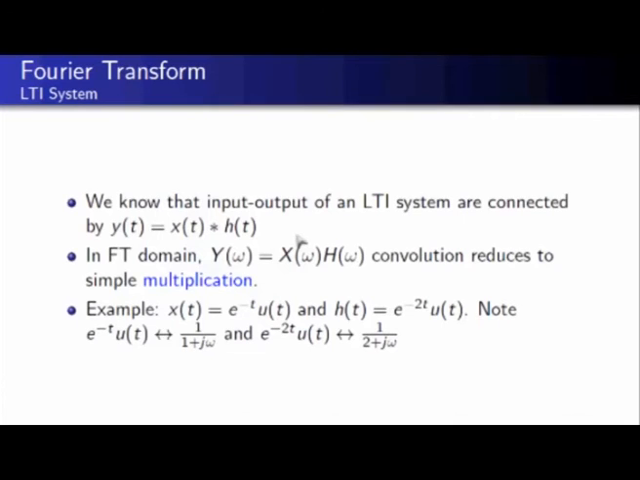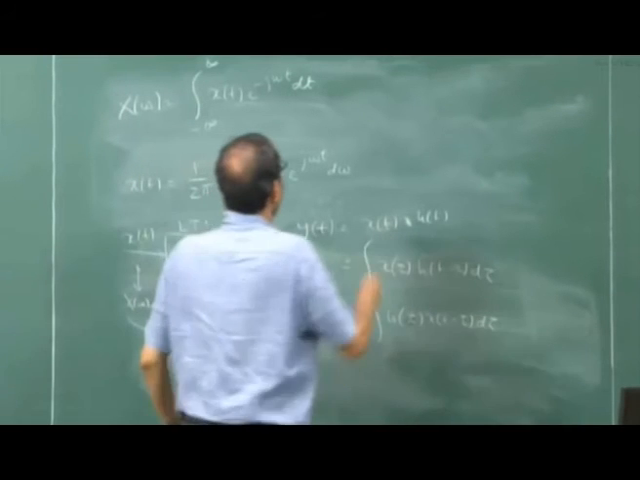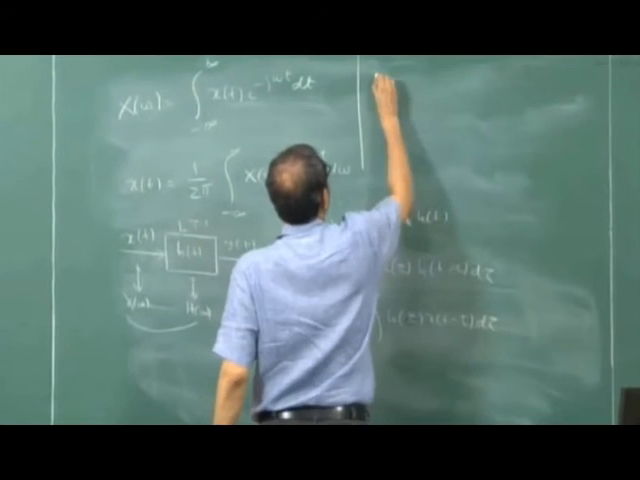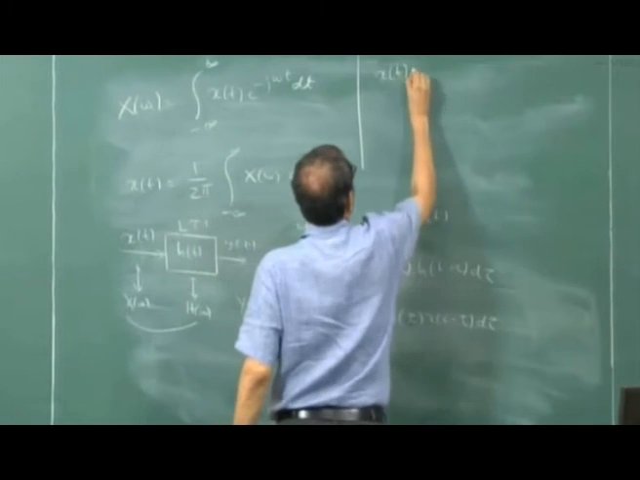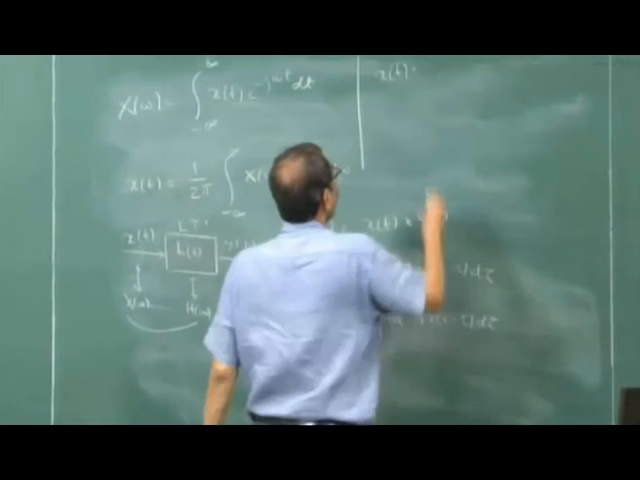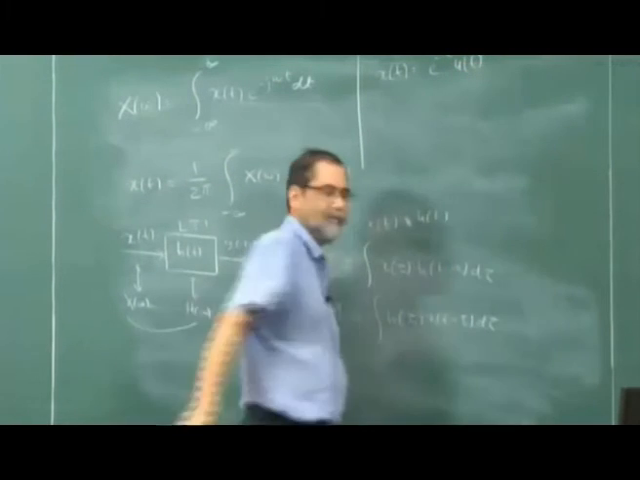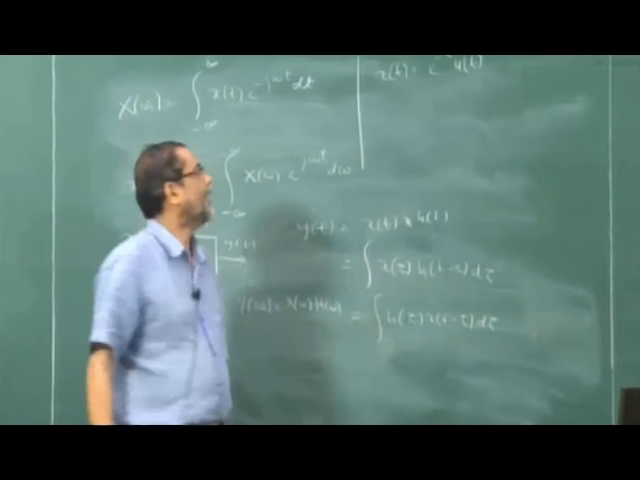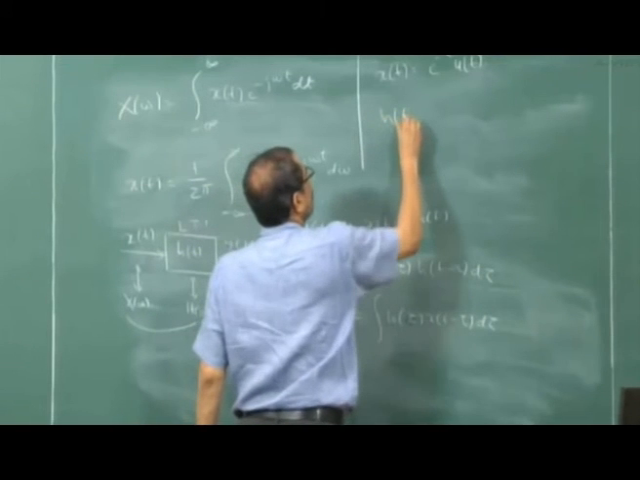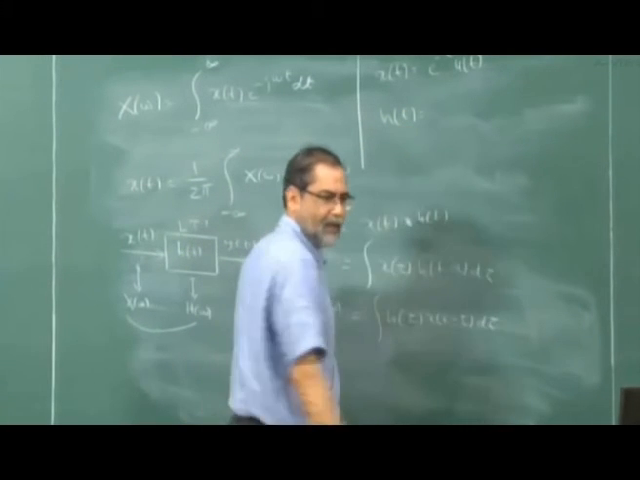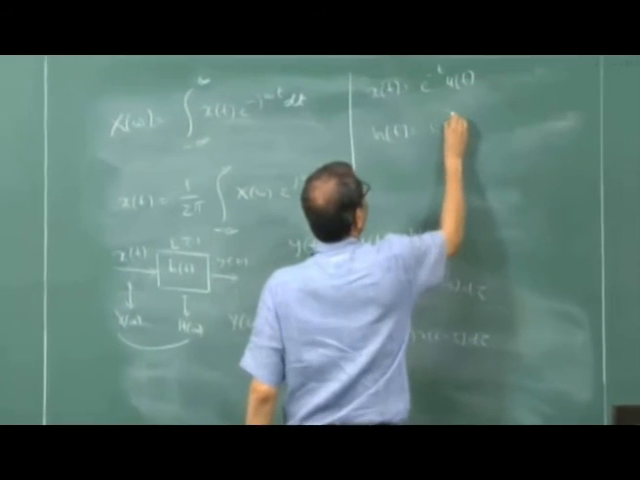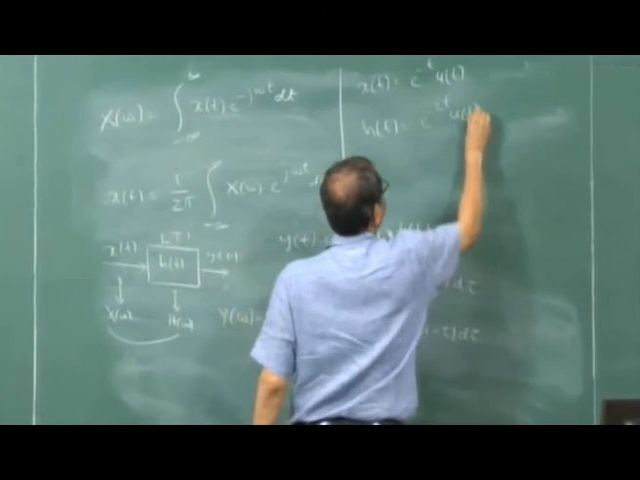And here is an example of that. This is something that we had solved before. So, let me come back to this problem and solve this. In this case, I have an LTI system. X of t is given by e raised to minus t u of t. Some example, okay, and h of t is e raised to minus 2t u of t.